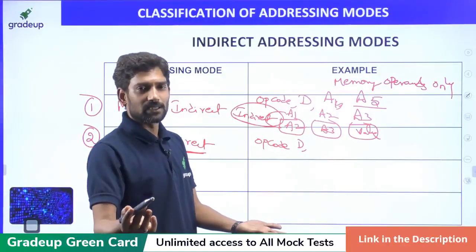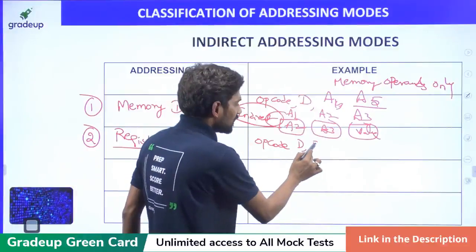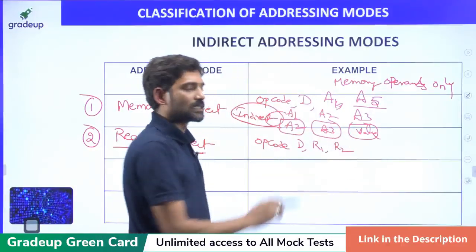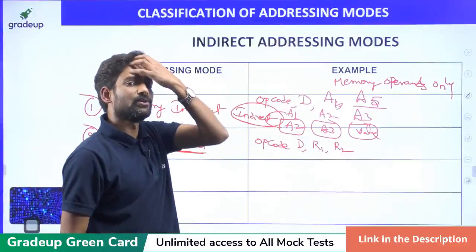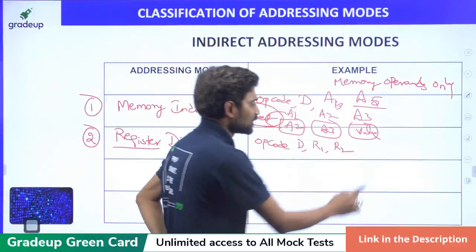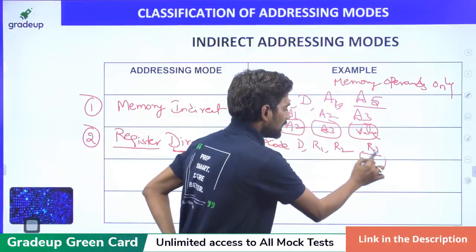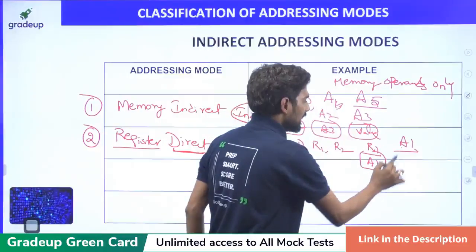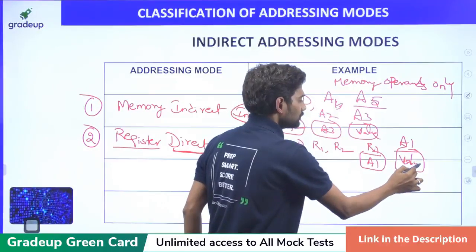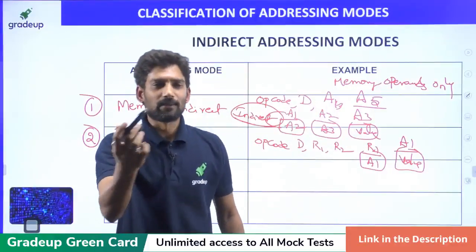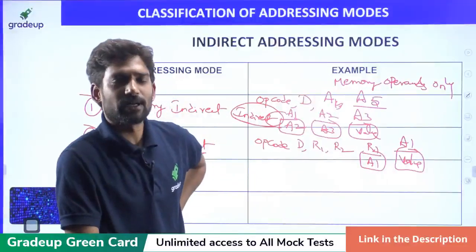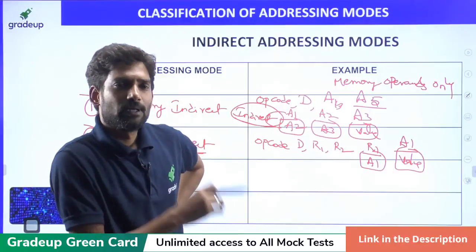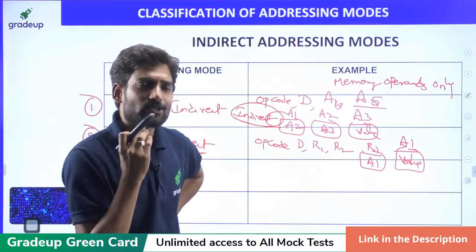You need not think much. So R1, R2. Let's say the source operands you have given are two registers such that R1 has an address A1. A1 has the value. Guys, could you tell me, is A1 a direct address or an indirect address?